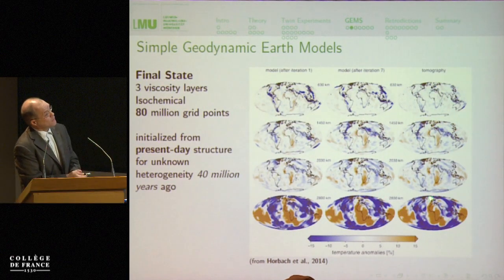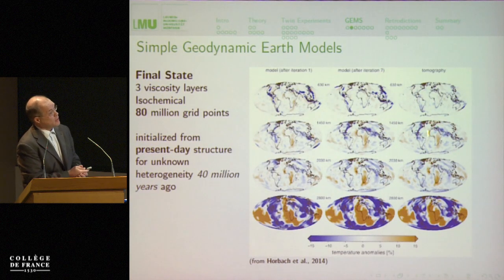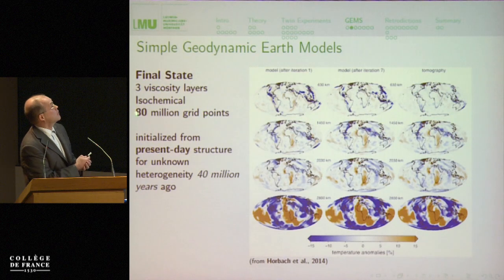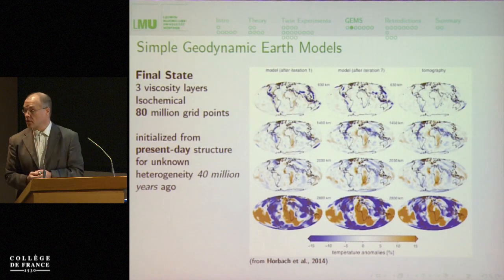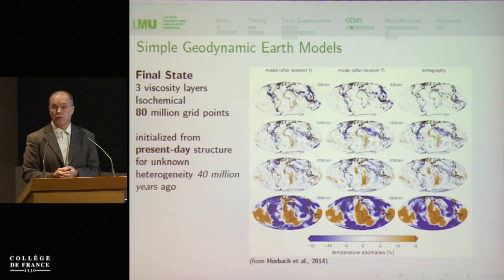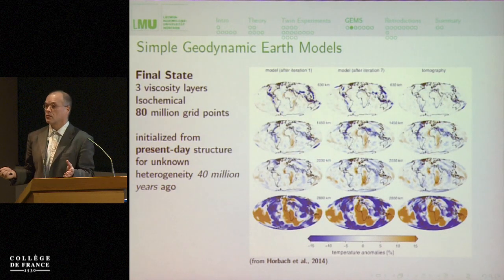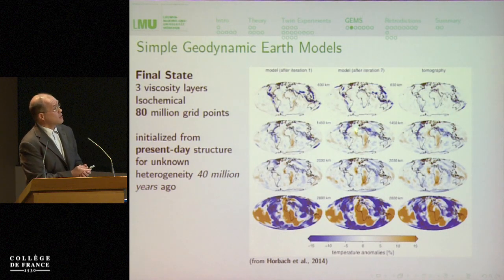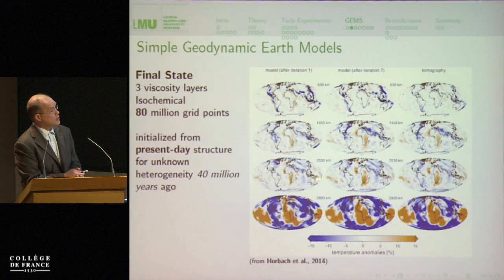In this case, the final state is taken as a representation from the tomography of Steve Grand. And if that model again iterates back and forth, there are about 80 million grid points in it. There's a simple 3-layer viscosity profile. And the assumption for the state 40 million years ago is again what I've done earlier. It simply assumes 40 million years ago the mantle looked exactly like today. Of course, if we make that assumption, we will have to iterate, and eventually the model state will change. There are small changes in the course of about 7 iterations to the final state of the model.